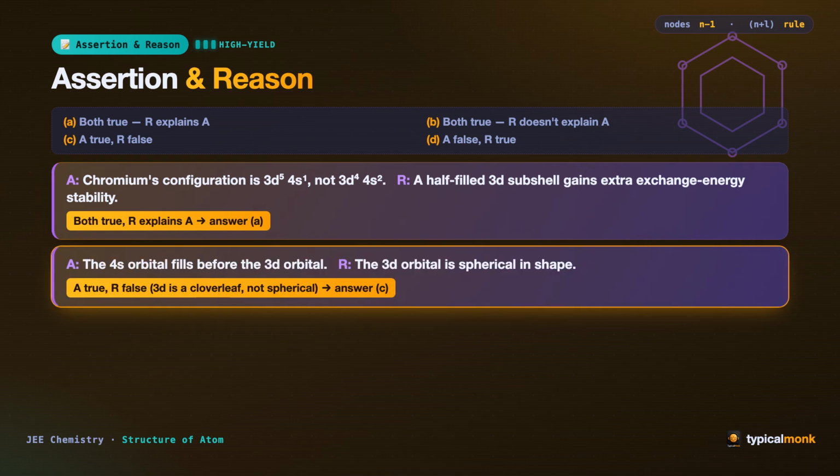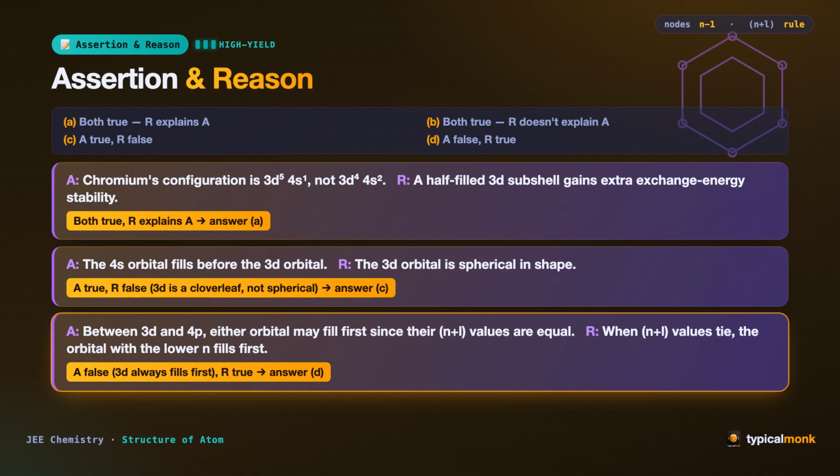Second one. Assertion, the 4s orbital fills before the 3d orbital. Reason, the 3d orbital is spherical in shape. The assertion is true by the n plus l rule. But the reason is false. The 3d orbital is a cloverleaf, not a sphere. Only s orbitals are spherical. Assertion true, reason false, option C. This is the trap that catches John, who accepts a true-sounding reason without checking it.